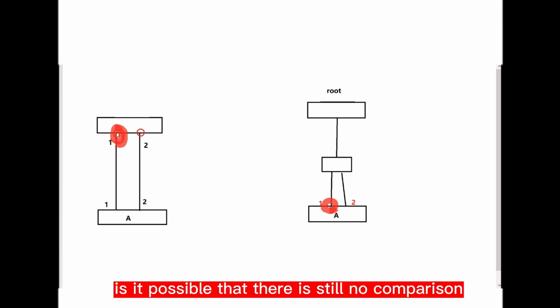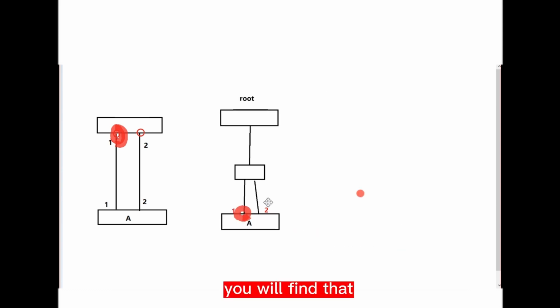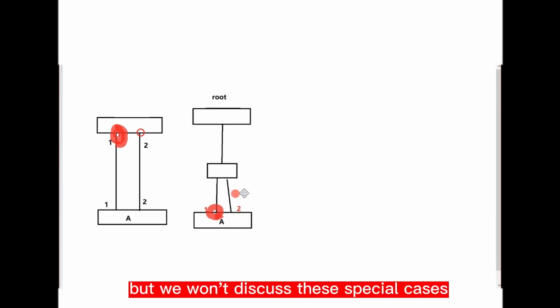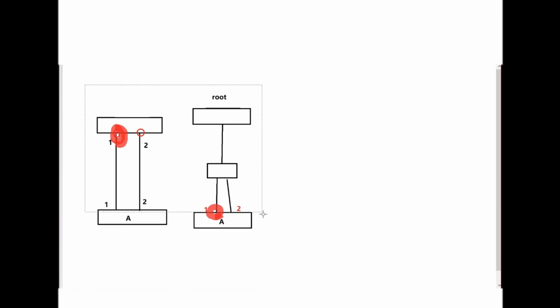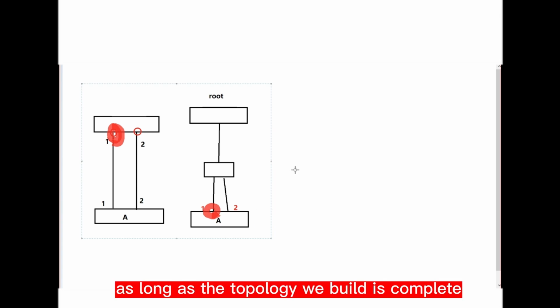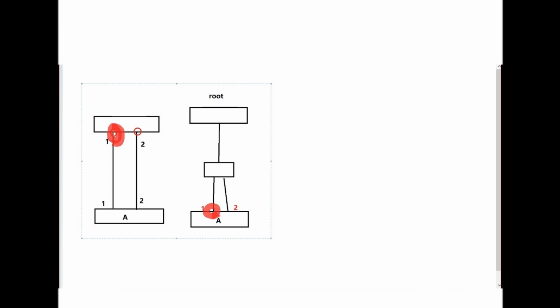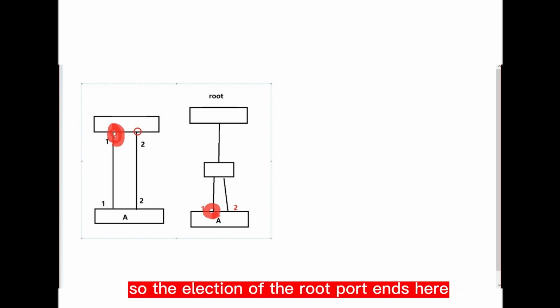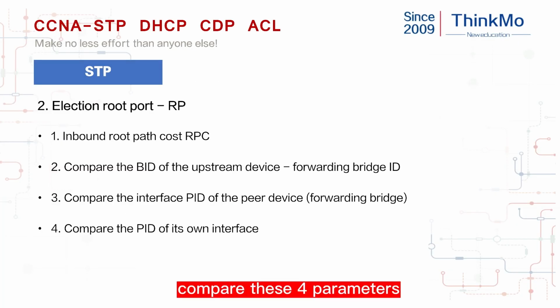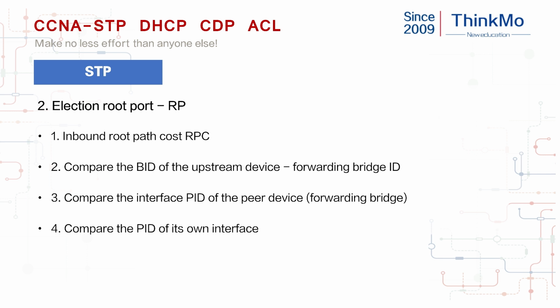Is it possible that there is still no result from the comparison? In troubleshooting every day, you will find that some may have been plugged in wrong. But we won't discuss these special cases when we study. Theoretically, as long as the topology we build is complete and the wiring is connected correctly, we must have a final result. So the election of the root port ends here. Compare these 4 parameters. If one of the parameters can be compared, stop immediately. If you can't compare, we compare until the last parameter. In the end, I can definitely choose.